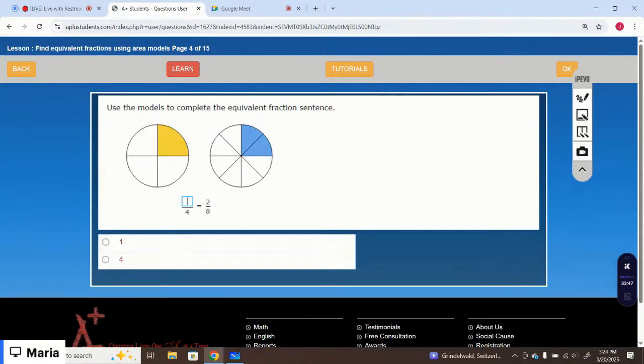Use the models to complete the equivalent fraction sentences. So 2 over 8 equals, that equals 1 over 4, option number 1 is the correct option.